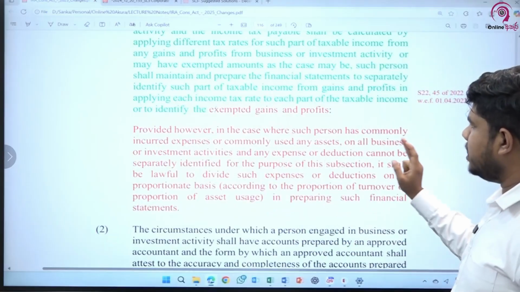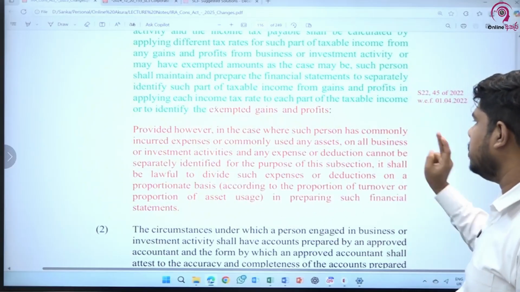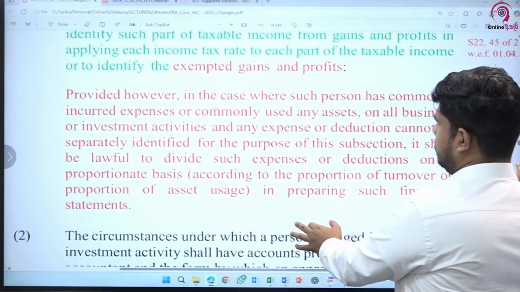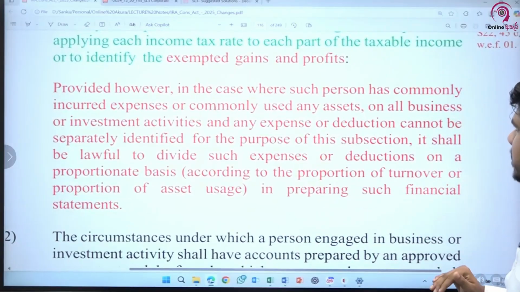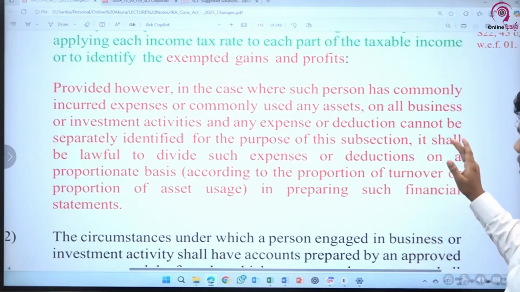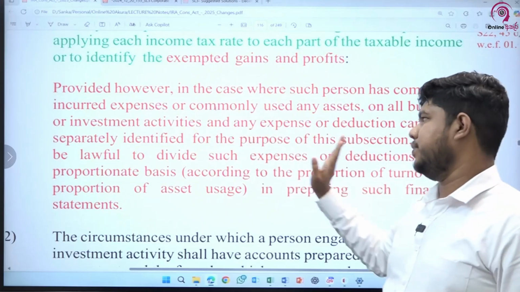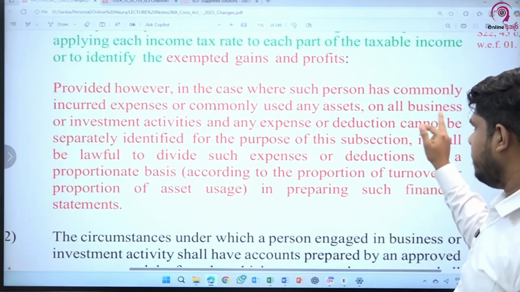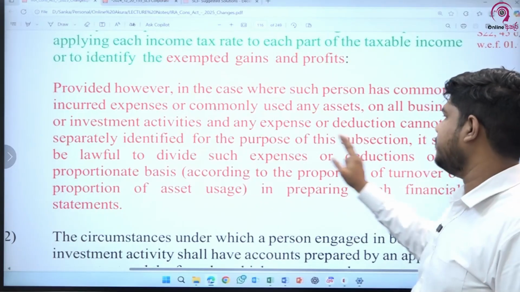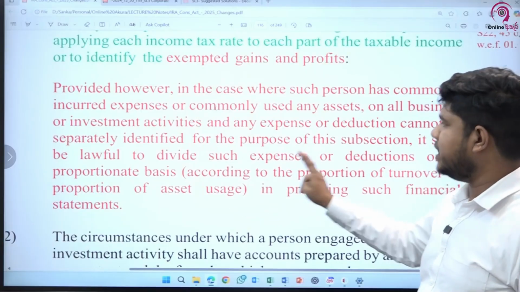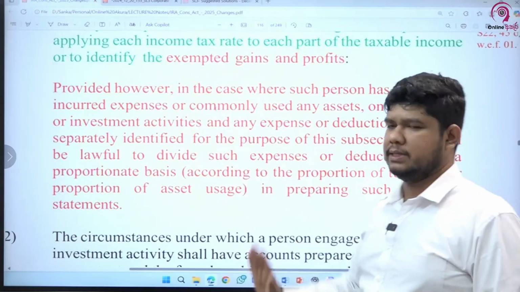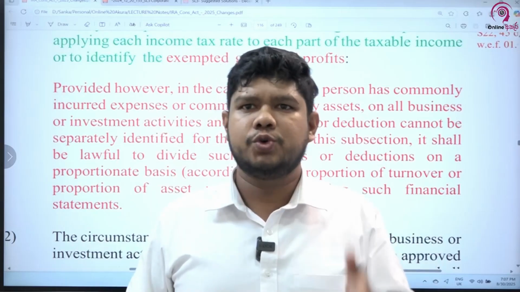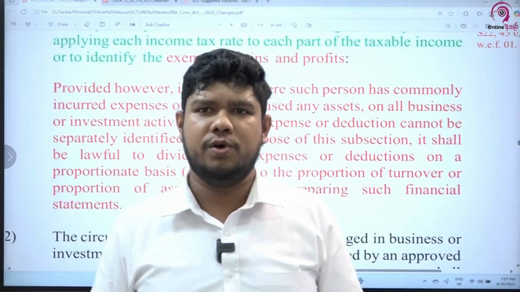Here there is a proviso: in the case where such person has commonly incurred the expense or commonly used any asset. Now in our case, we incurred expense commonly, right? I said on all business or investment activities, right? We have two activities, foreign service and local services. We incurred expense commonly for both activities. And any expense or deduction cannot be separately identified for the purpose of this subsection. It shall be lawful to divide such expense or deduction on a proportionate basis. We can proportionately divide it between two activities, two business activities, or exempted one or investment one, right?